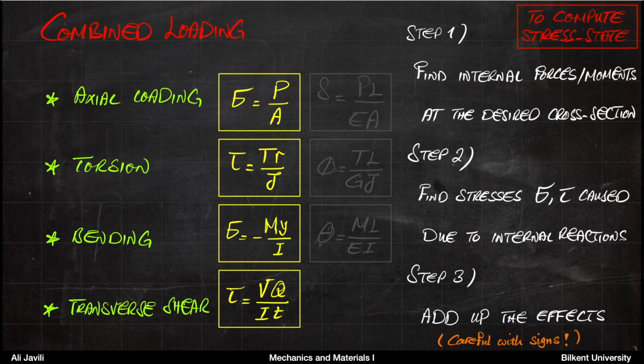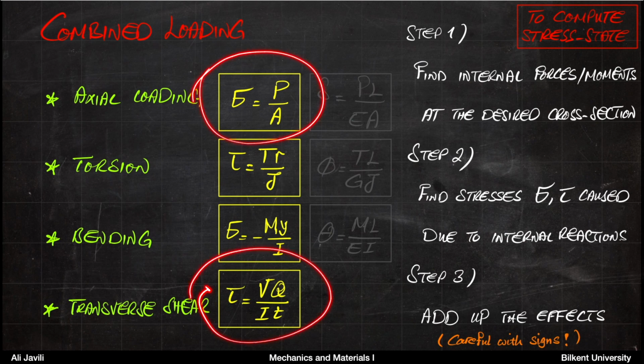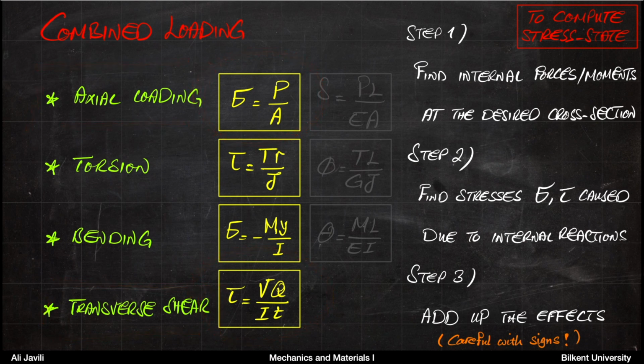Then in the next step, you find the stresses due to those internal reactions or those internal forces and moments. So you can imagine that if your internal force is a combination of a normal force and a tangential force, then you would have a combination of a transverse shear problem and an axial loading problem. Or, as in the previous example we just saw, if you have moments with different components, they can cause torsion and bending at the same time. So you need to find sigma and tau for each of those internal forces and moments. Finally, you need to add up the effects together.